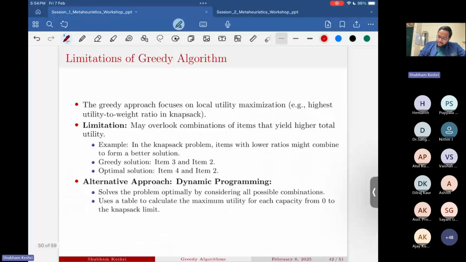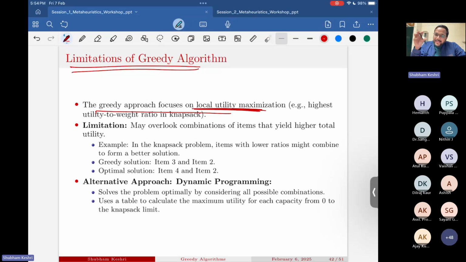So, limitation. We have seen that this approach only focuses on local utility. It only focuses on maximizing that ratio. Therefore, it may give you a suboptimal solution. That is the limitation of this approach.